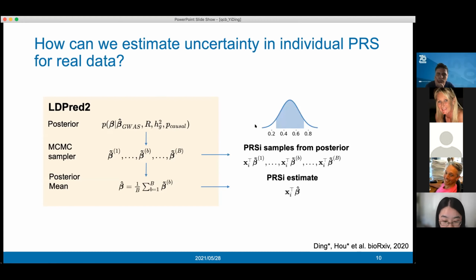And from this distribution, we can get more information than just this PRS estimate. First, we can of course get the posterior mean as an estimate, but we can also get the posterior variance and, what's more, a credible interval from that. For example, a 95% credible interval in CRA is expected to contain the true genetic value 95% of the time. And a bunch of simulations show that such a credible interval is well calibrated.